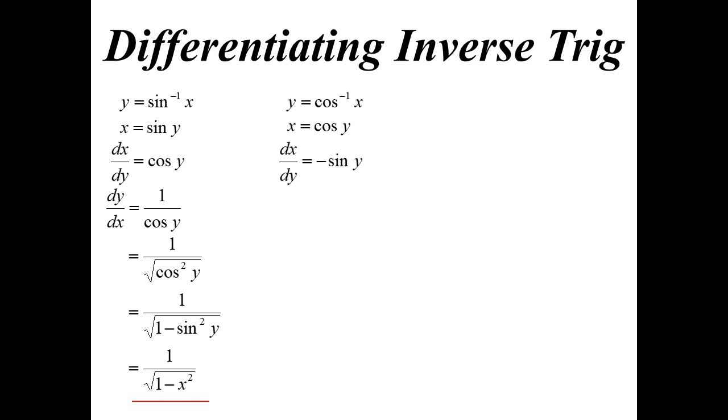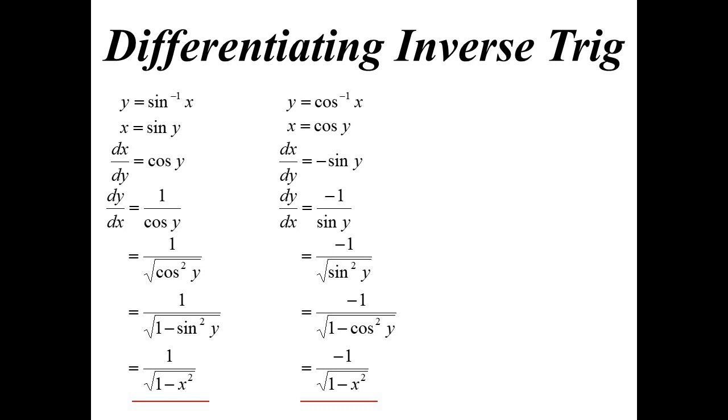Similar thing with inverse cos. Make x the subject, so x is cos y, differentiate cos, we get minus sine. But same idea from there, turn it upside down, I write it as the square root of sine squared is 1 minus cos squared, and we get 1 minus x squared. So you'll notice the actual derivatives are very similar to each other. It's just one's positive and one's negative. And it's the cosine one that's negative, because remember when we differentiate cos we get negative sine. So when it's inverse cos we get negative 1 over the square root of 1 minus x squared.